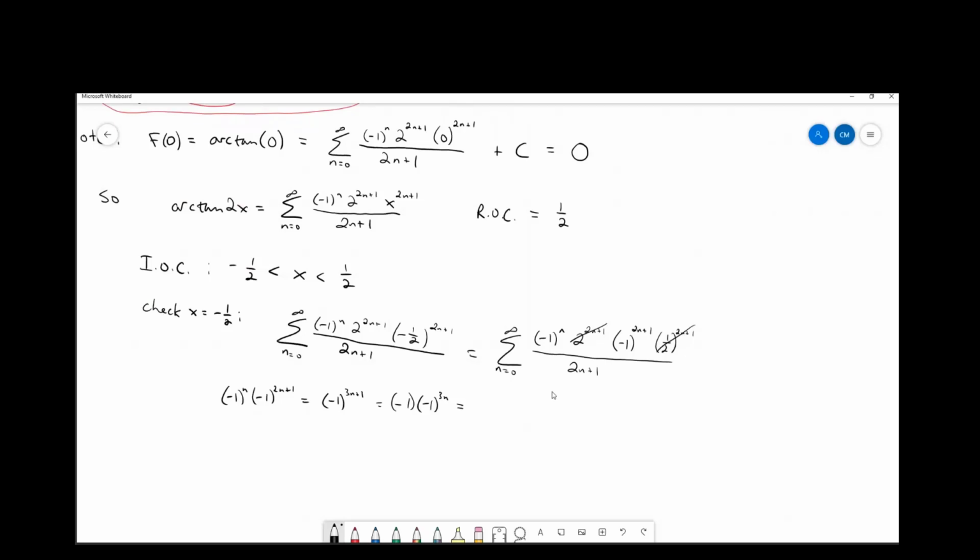In fact, an even better way to do this would be to say this is the same as -1 times -1 to the third to the n. That's a reasonable way to do that. But -1 to the third is just -1, right? And so we get that. And then this can be written as -1 to the n plus 1. Okay, so with all that in mind, when x is equal to -1/2, if you simplify that series as much as possible, you're going to be left with -1 to the n plus 1 over 2n plus 1. Now, what kind of series is that?